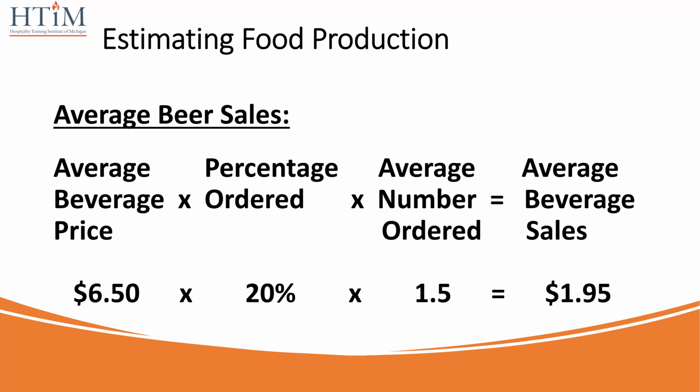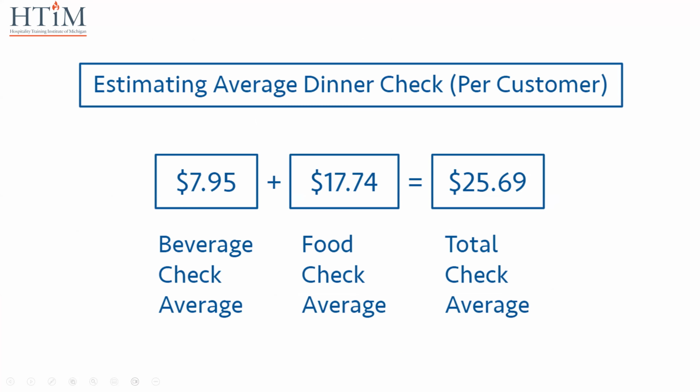So we add that $1.95 back to the average beverage price, and we get $7.95. You see where we do that? Yes, we have the average beverage price, but this is the percentage ordered and the average number ordered. $1.95 back on top of $6.50 is $7.95. You'll see in the next slide, the average beverage check is $7.95. The food check average is $17.74. So if we add all that together, $25.69. And I'm sure if you're looking at your menus in your restaurants, that's probably low for your average check. But that's how you do it.